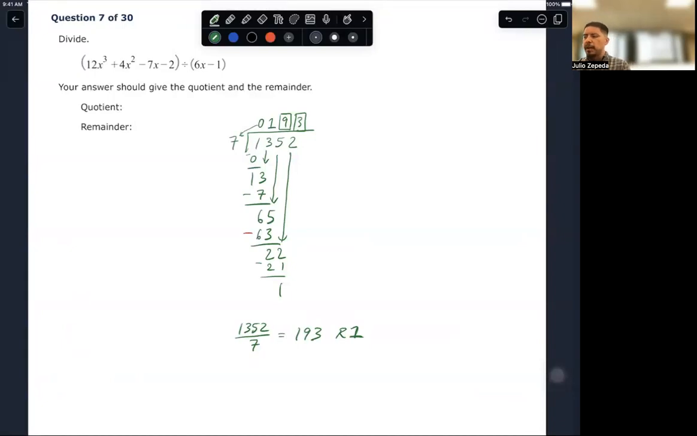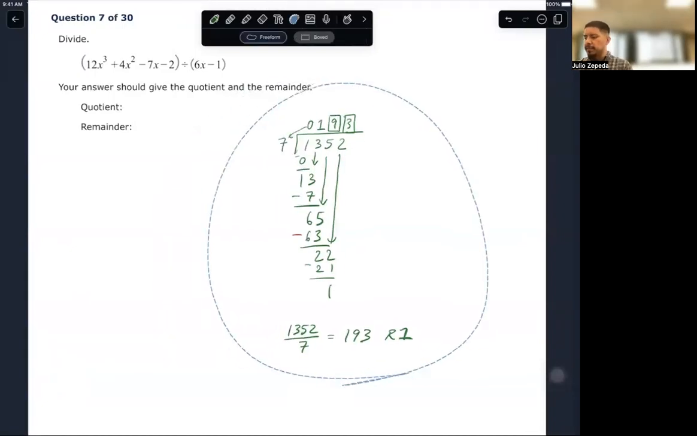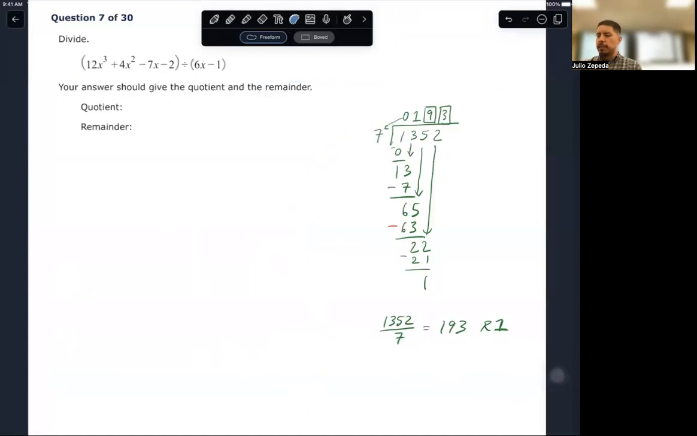Okay. And so this process of dividing these numbers is very similar to the polynomial division that we're about to do. So let's set this up. 6x minus 1 dividing into 12x cubed plus 4x squared minus 7x minus 2. So the question that we ask is, what do we have to multiply 6x by to get as close as we can to 12x cubed?